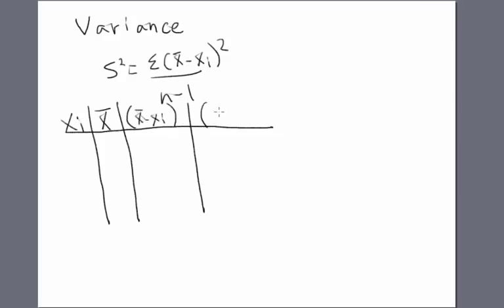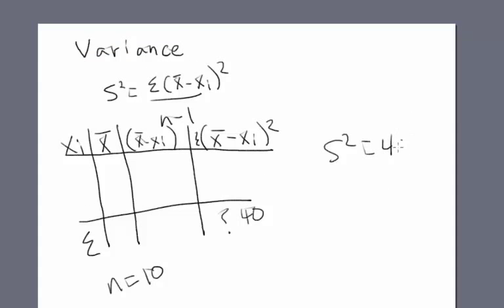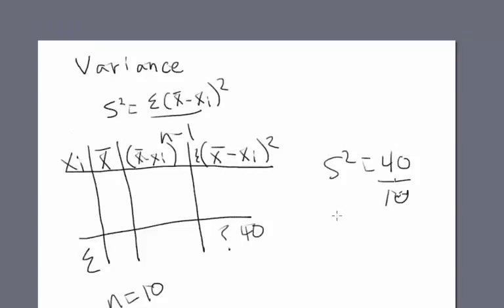And finally, we could make that last column we made, which was the sum of the quantity x bar minus x sub i squared. And then what would happen is we would get the sum of the value of x bar minus x sub i squared, and then we could plug that into our formula. So let's just say this was 40. And let's say we had 10 scores. So it would simply be 40 over 10, or our variance would be equal to 4.